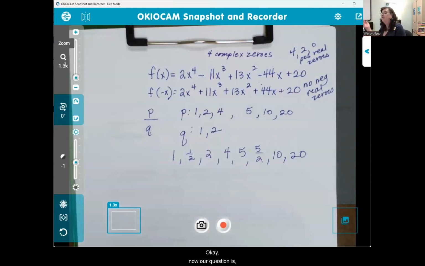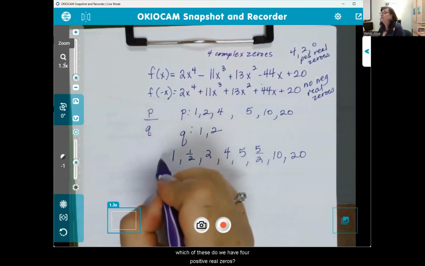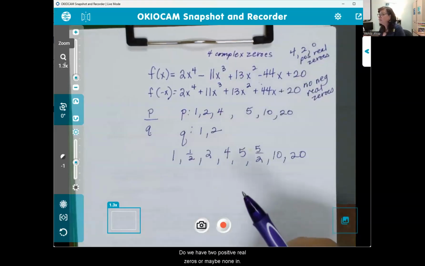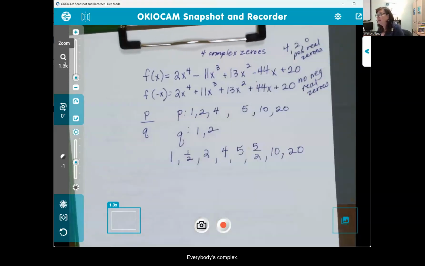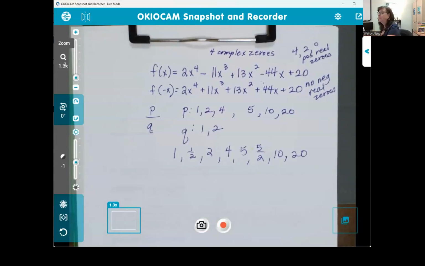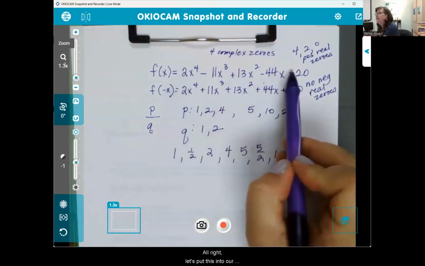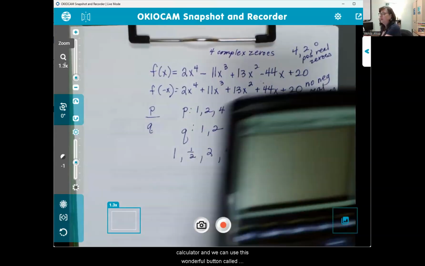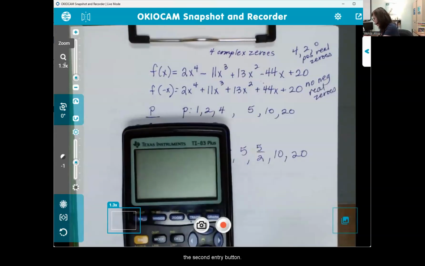Okay, now our question is, which of these, do we have 4 positive real zeros? Do we have 2 positive real zeros? Or maybe none and everybody's complex? And on a 4th degree equation, everybody could be complex. All right, let's put this into our calculator, and we can use this wonderful button called the second entry button.